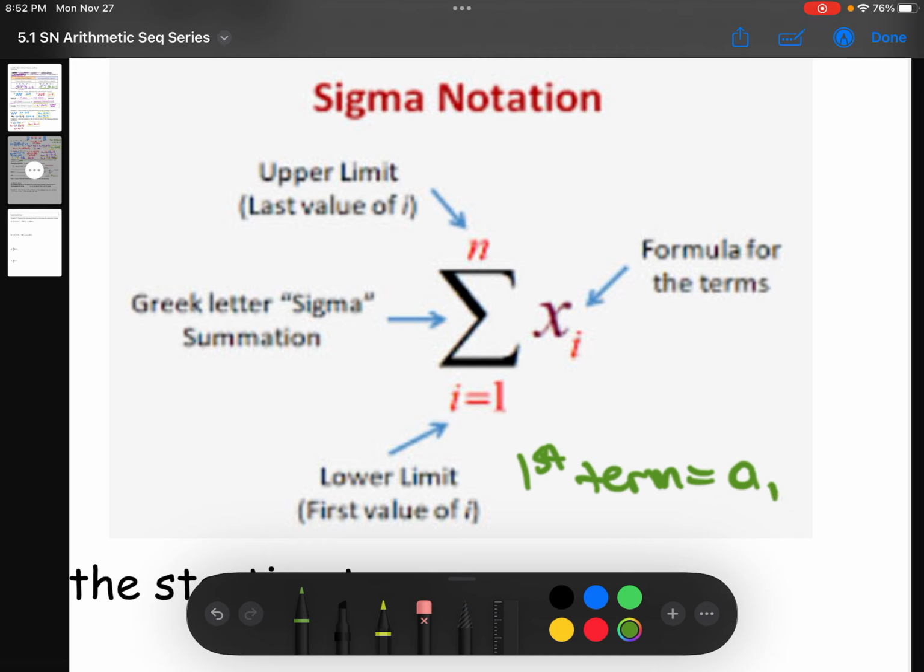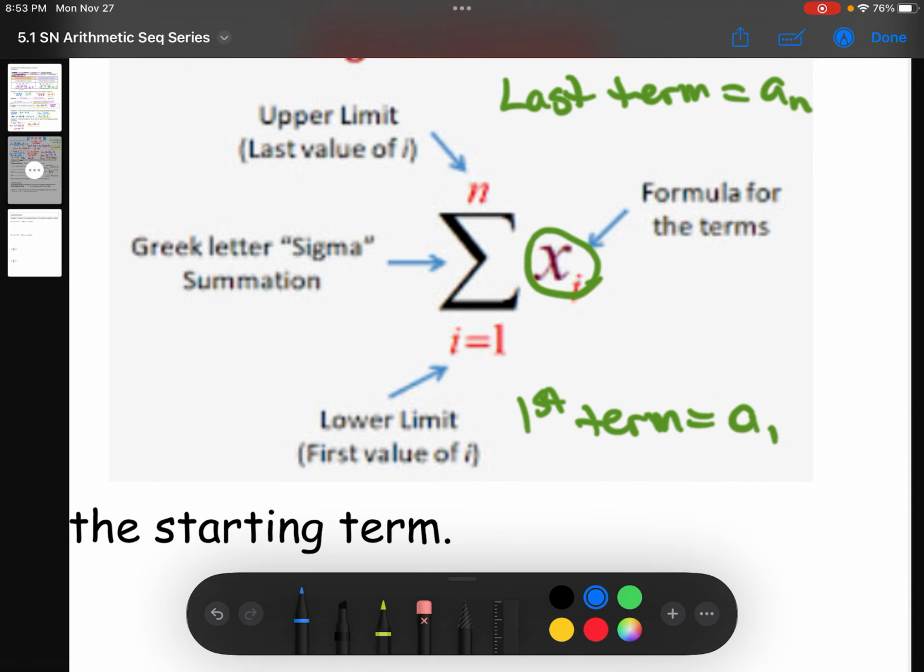is a sub 1. Okay? Then the number on top tells you the last term, the upper limit. So the last term in our sum is a sub whatever n equals. Okay? Then this x sub i here is the formula for the terms. And that's really important to keep in mind. The formula is what goes here. Okay? Another key thing here, this number may or may not be 1.